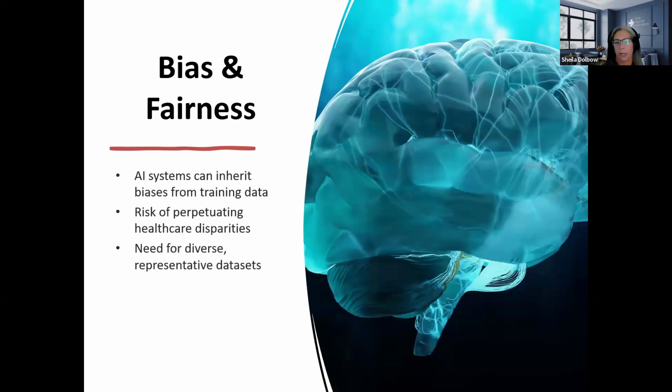In bias and fairness, the systems can inherit biases from the training data. Again, that goes back to they're only as good as the information put into them. And some individual person has to start that process. So they can develop the bias from the individual doing it.